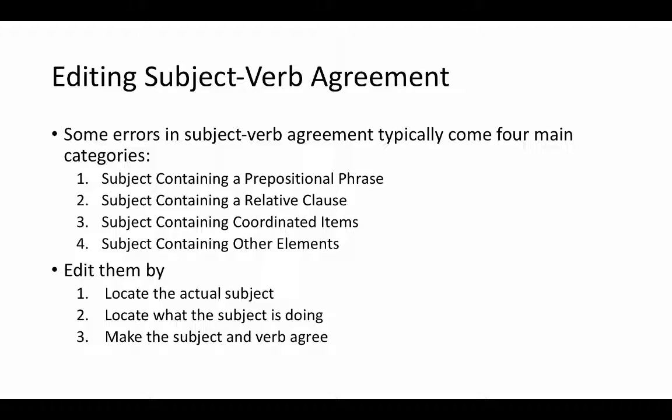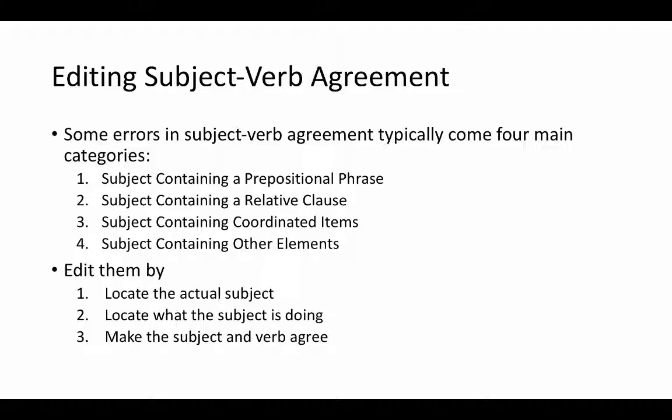Sometimes the subject contains a prepositional phrase, like to the door, to the store, above the dog, and so forth. It has a preposition and it has some language after it, typically a noun, and so it's a prepositional phrase. Subject containing a relative clause, again remember who, which, that, whom are relative pronouns, and then there's a noun after it, so that's a relative clause. Sometimes they contain coordinated items, meaning Bob and Larry or whatever. And sometimes they contain other elements.